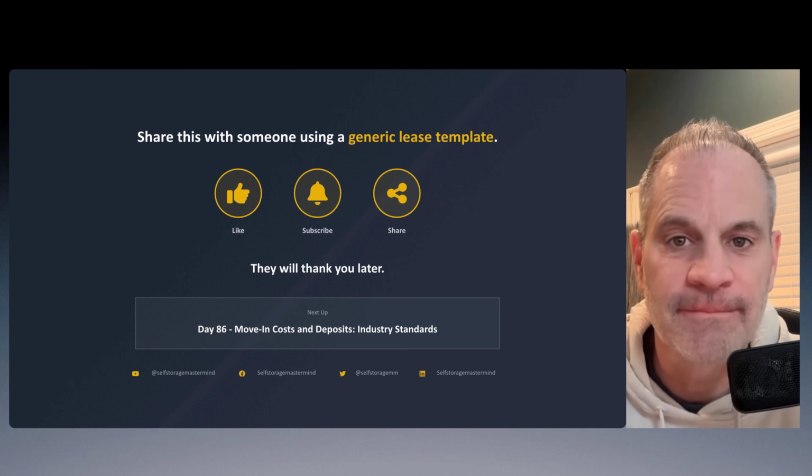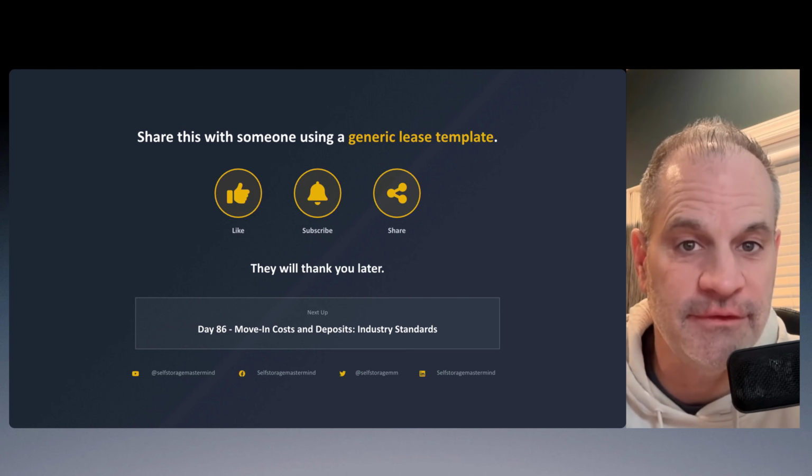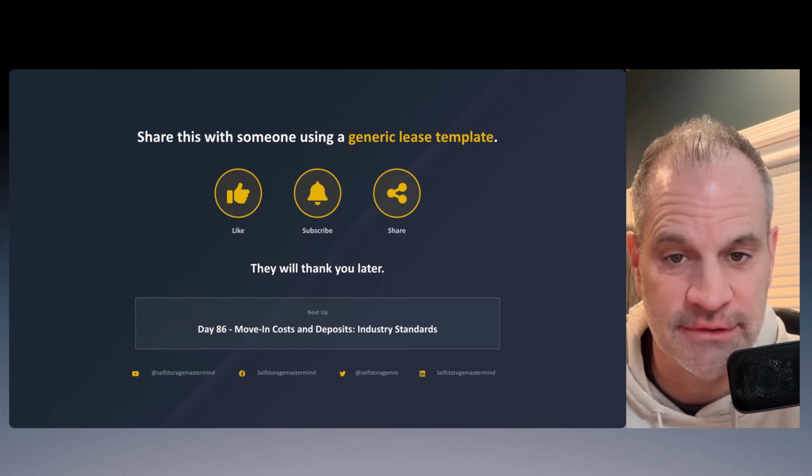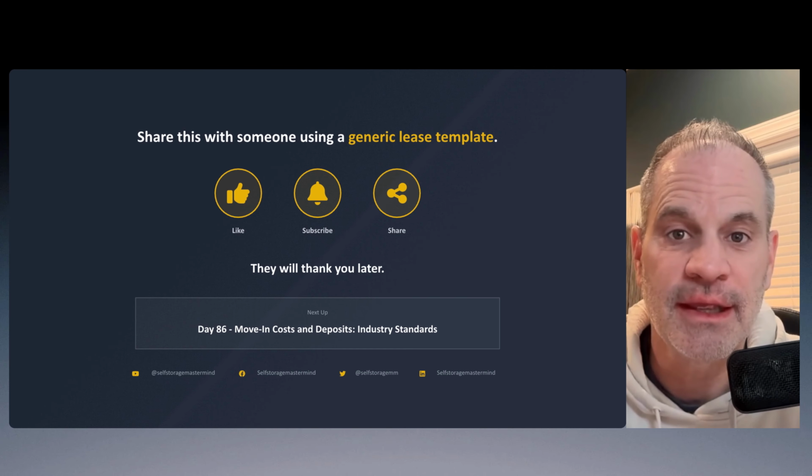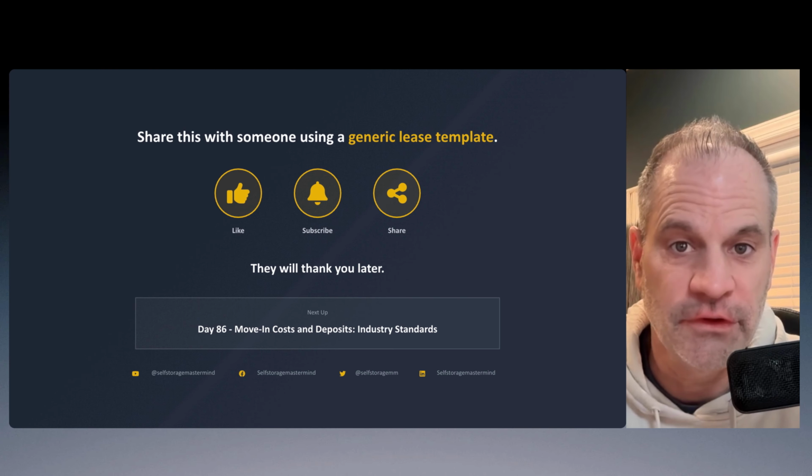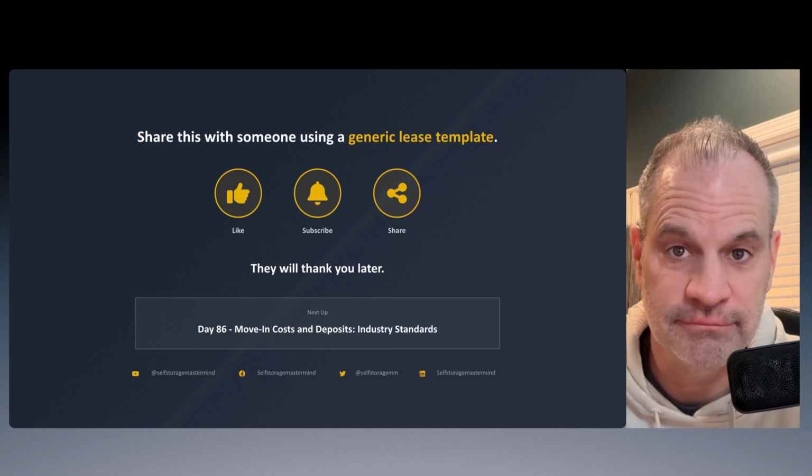And remember, a strong lease prevents problems. A weak lease creates lawsuits. So take the time and get it right. Your future self will thank you.